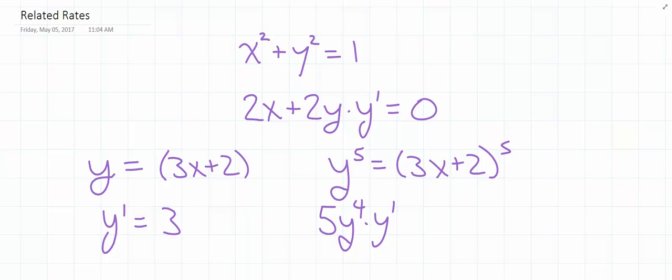Well, let's see how that looks over there when we know what y is. It's going to be 5 times (3x plus 2) to the 4th. Okay? Now look, that's y, right? y is 3x plus 2, times y prime, which is 3. So look, we have the same thing. We have 5y to the 4th times 3, y prime.